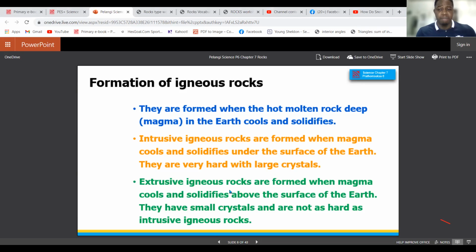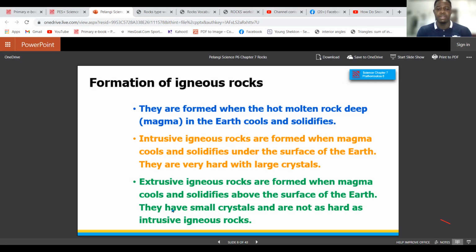Extrusive rocks are formed when magma cools and solidifies above the surface of the earth. So remember, intrusive is under the surface of the earth, while extrusive is above the surface of the earth. That's the two difference there. Above, extrusive; under, intrusive. It's inside. You can take it from the word inside the earth, okay?